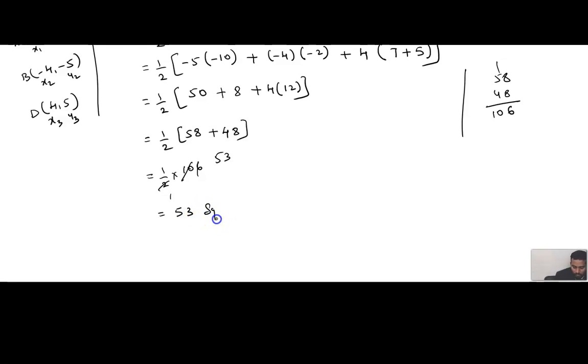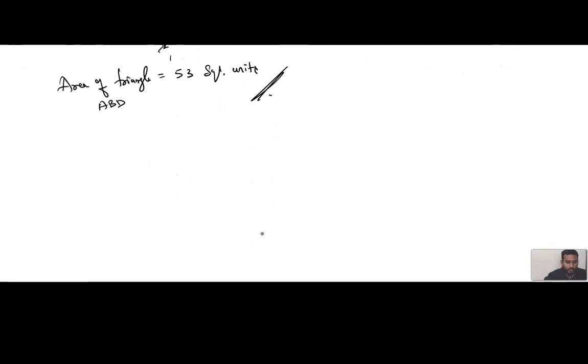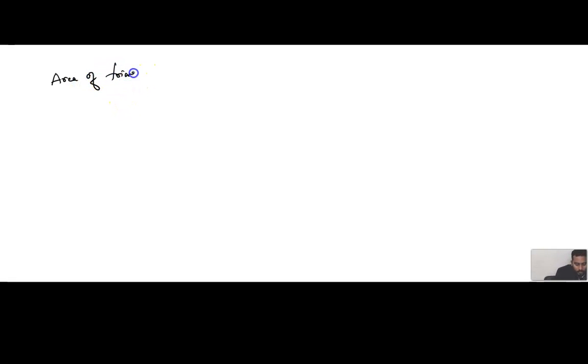53 square units. That is the area of triangle ABD. Area of triangle ABD is 53 square units. Got it? After the area of triangle ABD, now we need to solve the area of triangle BCD.